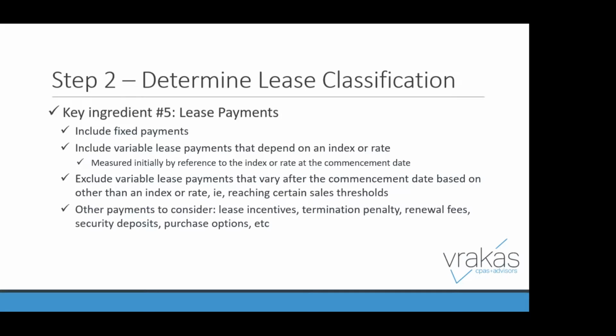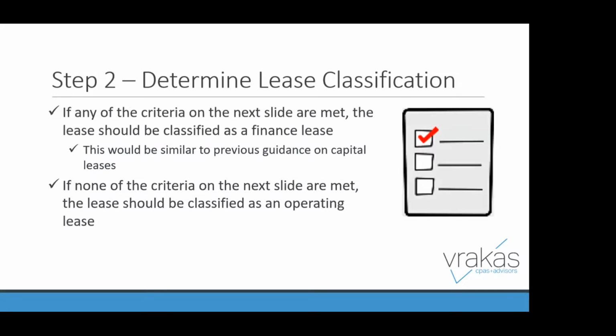Other payments to consider when you're looking at your total lease payments are things that you're receiving, such as lease incentives, or if you owe any security deposits, purchase options, etc. So it's really any type of payment under the lease. So once we have all 5 of the key ingredients, we can now determine our lease classification. Similar to the previous guidance on capital leases, if you meet any of the criteria, your lease will be classified as financing. If you don't meet any of the criteria, your lease would be an operating lease.